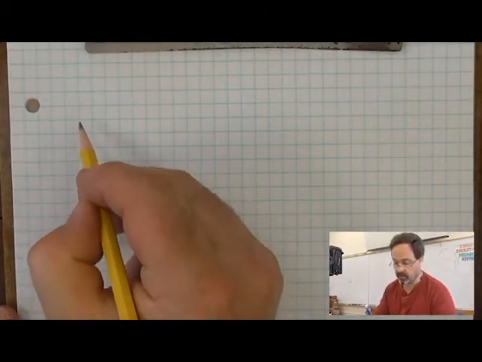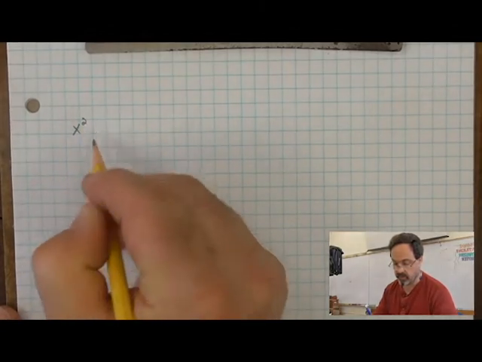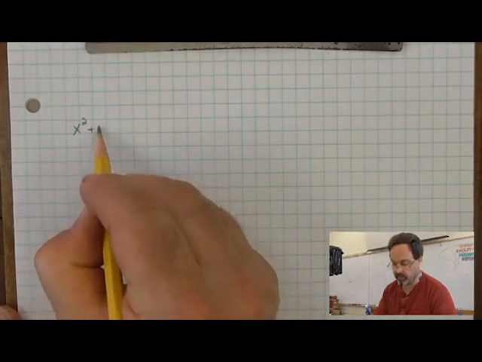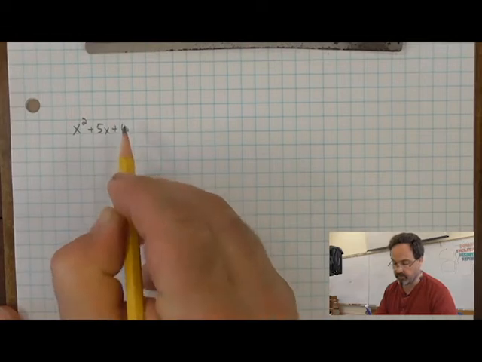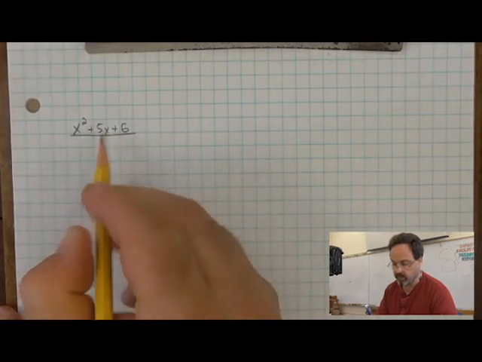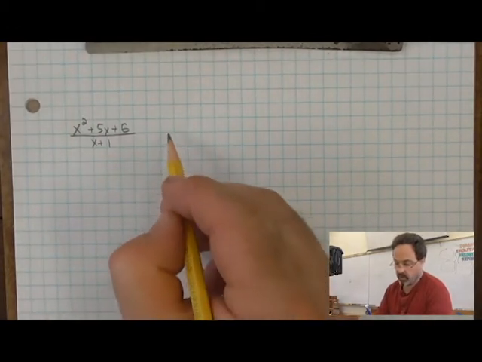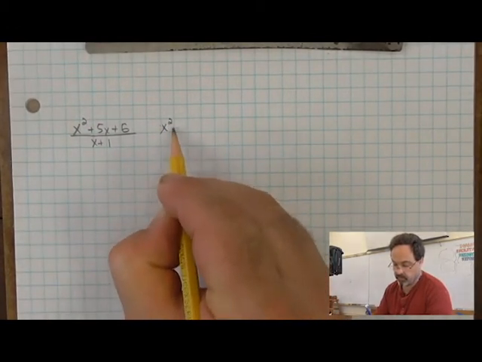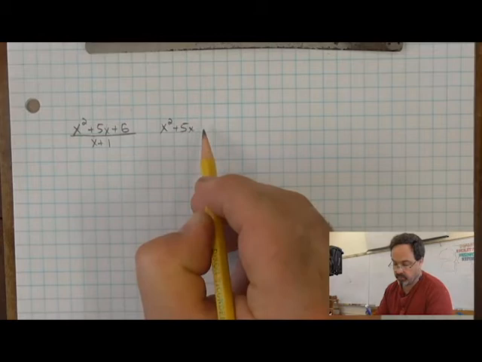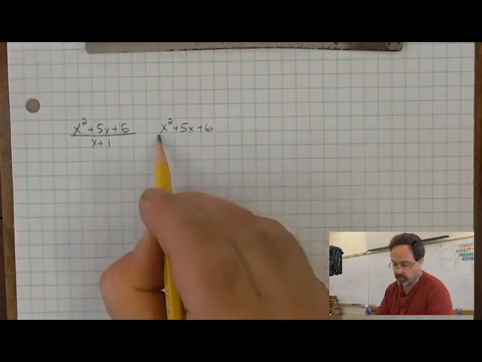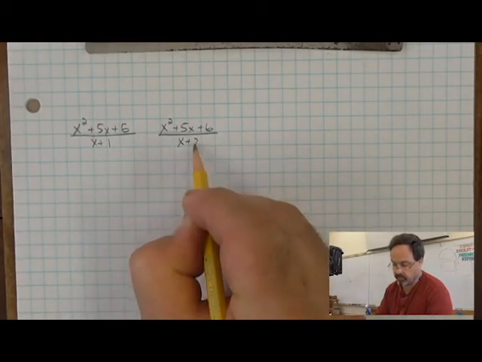We're going to take a look at a couple of functions. I'm writing x squared plus 5x plus 6, all divided by x plus 1. And I'll be comparing that to another function that's very similar, x squared plus 5x plus 6, all divided by x plus 2.